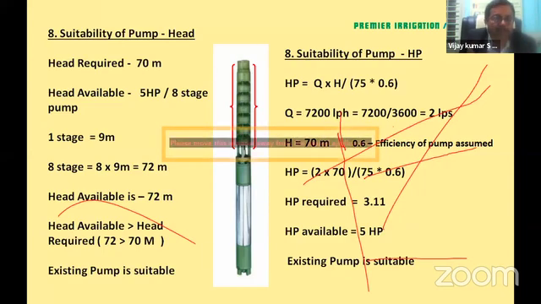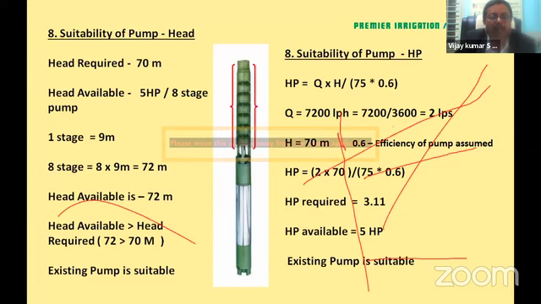I told you in the beginning that the farmer has a 5 HP 8-stage pump. So what is the meaning of 8-stage? Stage basically refers to the impeller. As you can see from the diagram, these are the impellers. So this is an 8-stage impeller. Typically, one stage can lift water to about 9 meters, though current models are even higher. Since there are 8 stages, 8 times 9 gives you 72 meters.